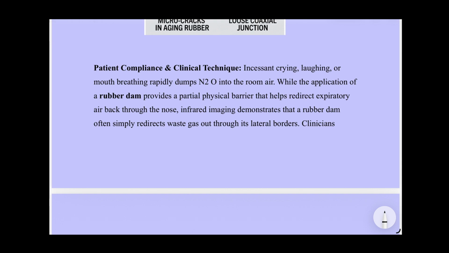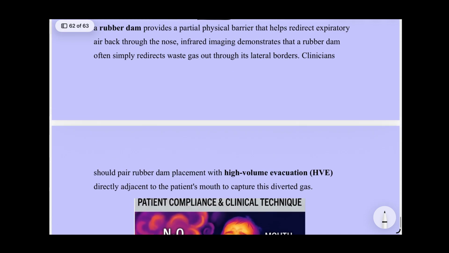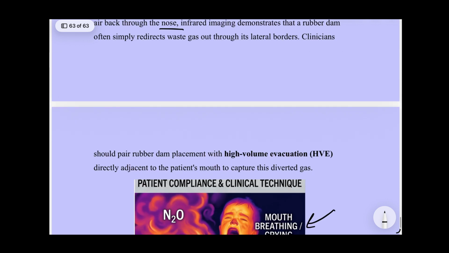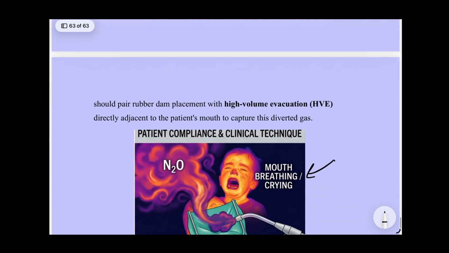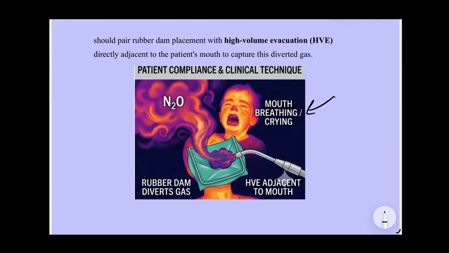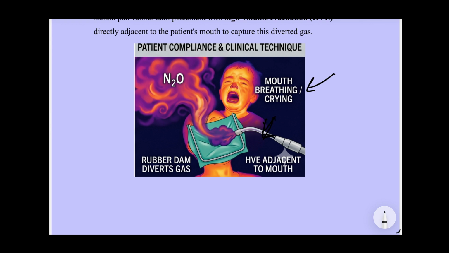Incessant crying, laughing or mouth breathing rapidly dumps nitrous oxide in the room air, while the application of the rubber dam provides a partial physical barrier that helps redirect expiratory air back through the nose. Infrared imaging demonstrates that a rubber dam often simply redirects the waste gas out through its lateral border. Clinicians should pair rubber dam placement with high volume evacuation directly adjacent to the patient's mouth to capture this diverted gas. And that covers the complete high yield breakdown of disinfection and scavenging systems.